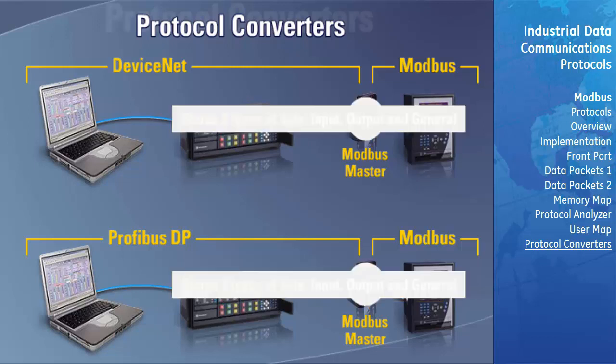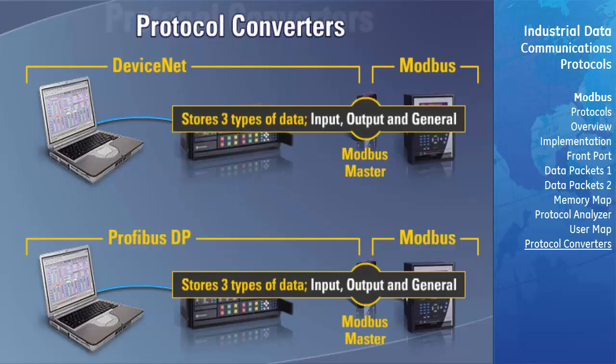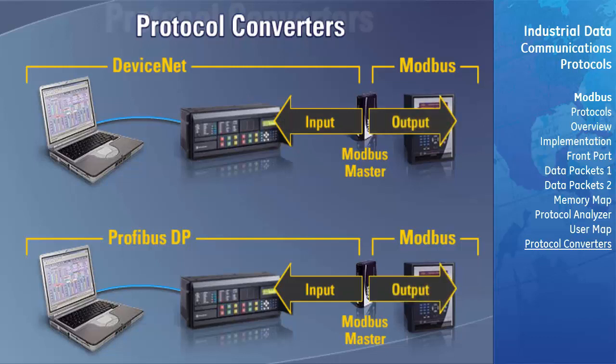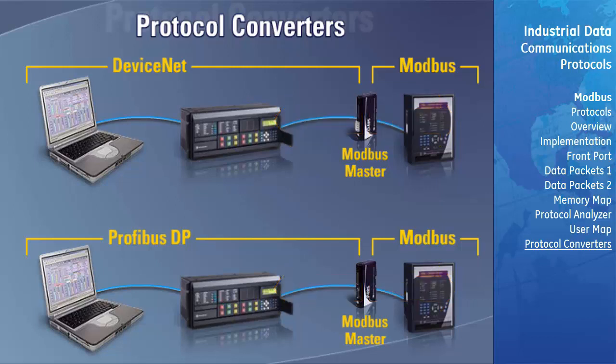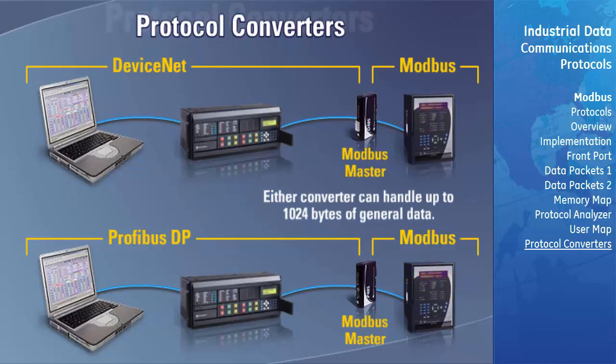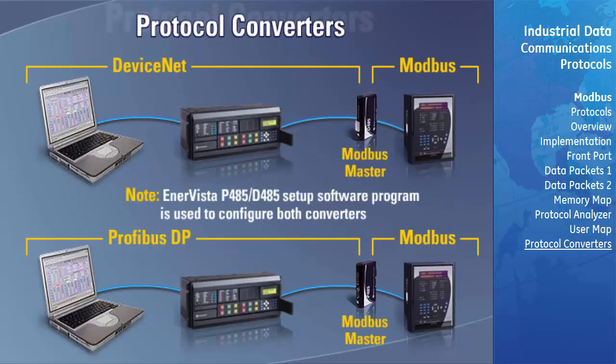In either case, the buffer stores three different types of data: input, output, and general data. Input data is sent to either the DeviceNet or Profibus master from the Modbus LAN, while output data is sent to the Modbus LAN. General data cannot be accessed from the Profibus or DeviceNet LAN and is used for transfers between slaves on the Modbus network or as a general scratchpad for data. Either converter can handle up to 1024 bytes of general data. Note that the EnerVista P485 D485 setup software program is used to configure both converters.